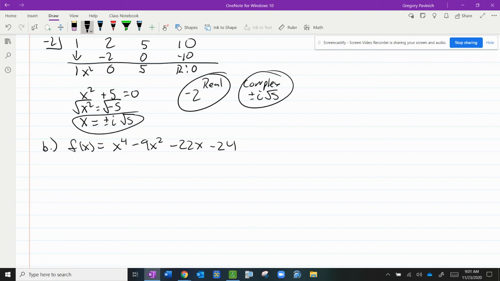And then I go, oh great, another 24, right? But at least I'm not dividing by anything but 1. So all my rational roots are all the factors of 24. Okay, and here it is.